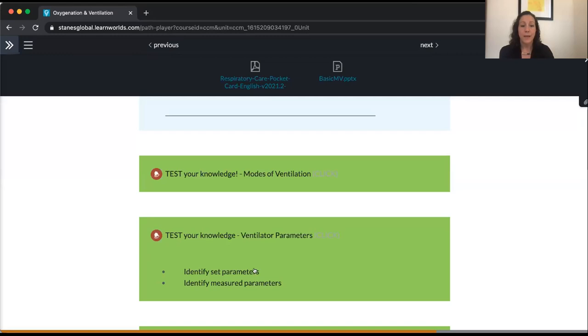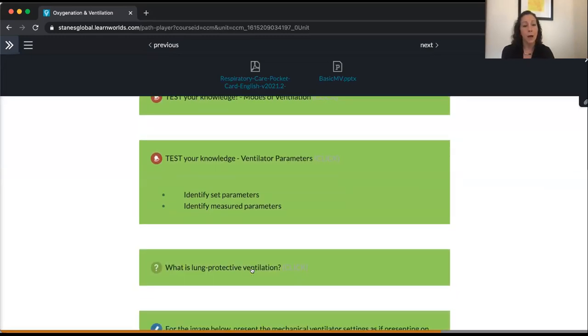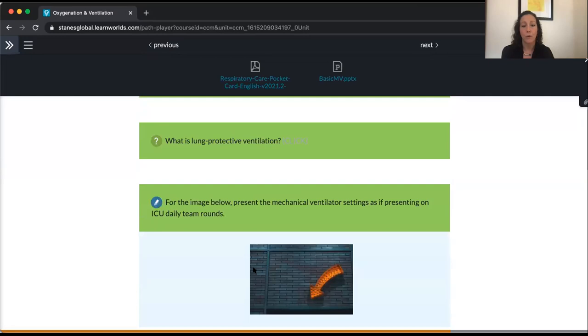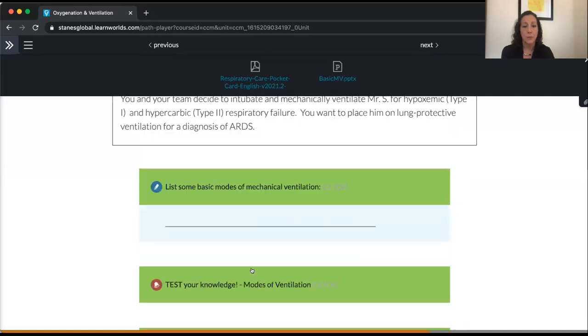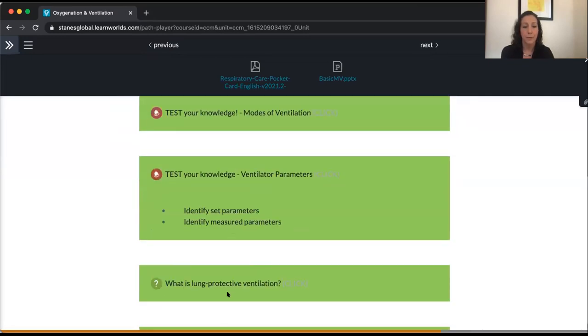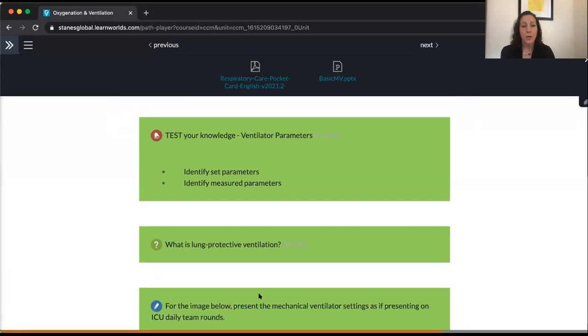So identifying set parameters in that bottom column and then measured parameters on that right side of the screen. But remember, there's lots of different ventilators and they're all very different, okay? So we'll go through another exercise in just a minute. But next I wanna know from you, what is lung protective ventilation?